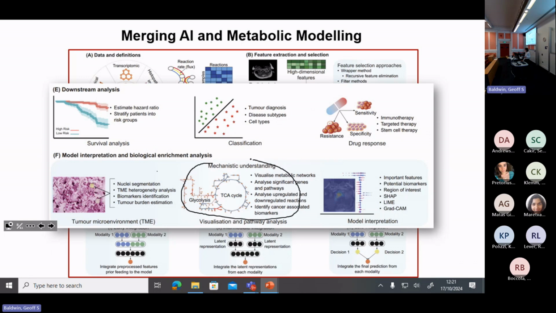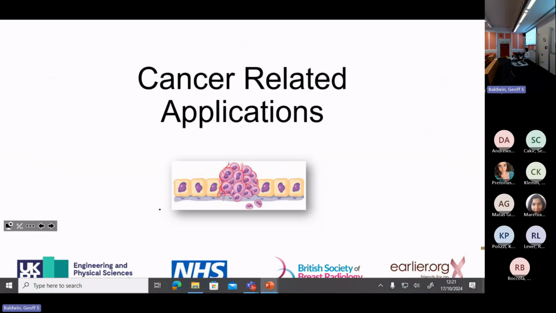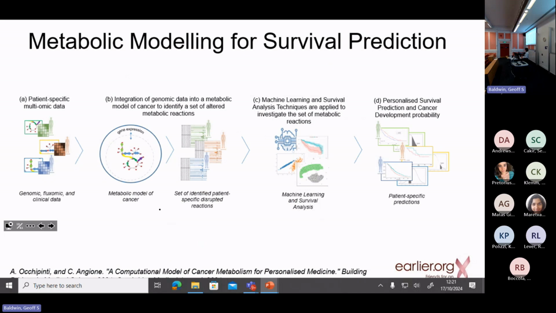So we can have a mechanistic understanding of what's happening within the cells. We can identify important features. This is done through explainability analysis, but we can also look at the H&E images and try to understand what happens in terms of tumor microenvironment. Okay, so approximately in the next 10 minutes, I will go through some cancer-related applications and how we are doing this.